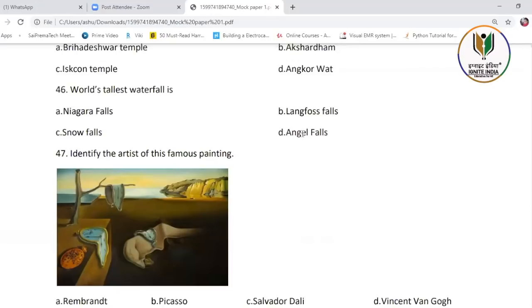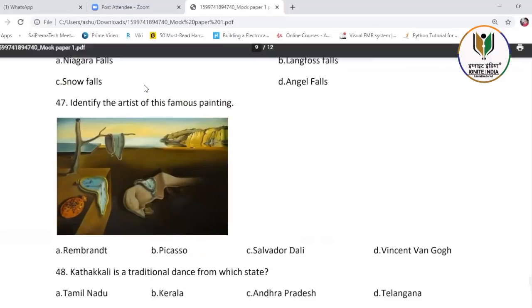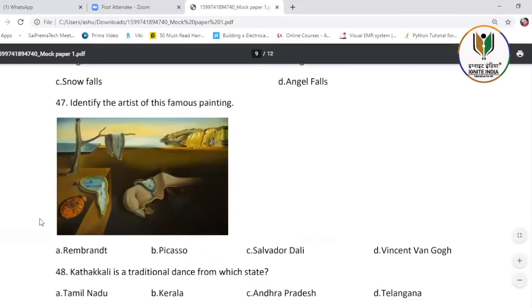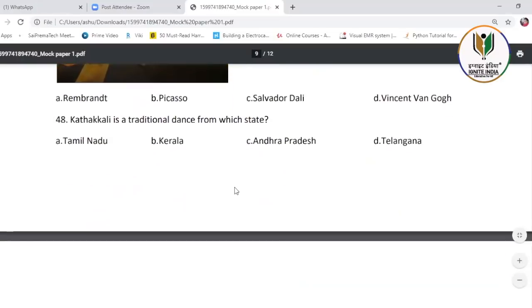Next one, they have given you the picture of a painting. They have asked you who is the artist. This painting is called The Persistence of Memory, and it is done by Salvador Dali. This is one of the most famous paintings of his. Okay, next.